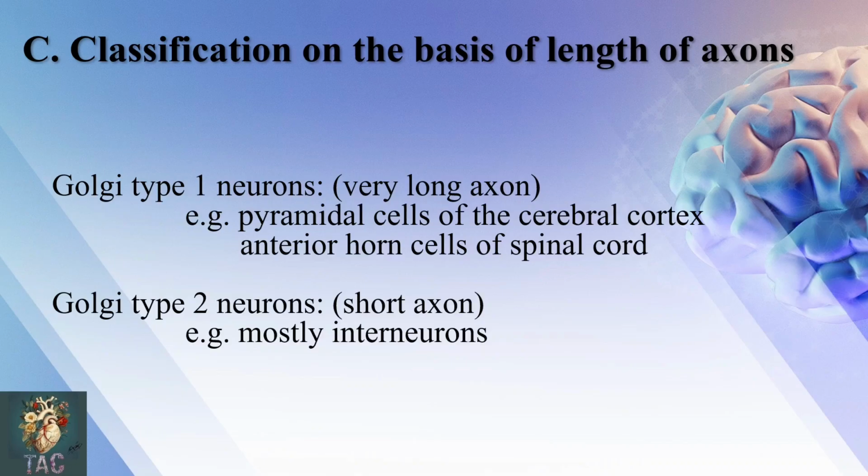Classification can also be based on length of the axon, that is Golgi type 1 neuron and Golgi type 2 neuron. Golgi type 1 have a very long axon, for example the pyramidal cells of cerebral cortex and anterior horn cells of the spinal cord. The Golgi type 2 neurons have a short axon. Mostly the interneurons are Golgi type 2. Most of the time they are also inhibitory in nature.